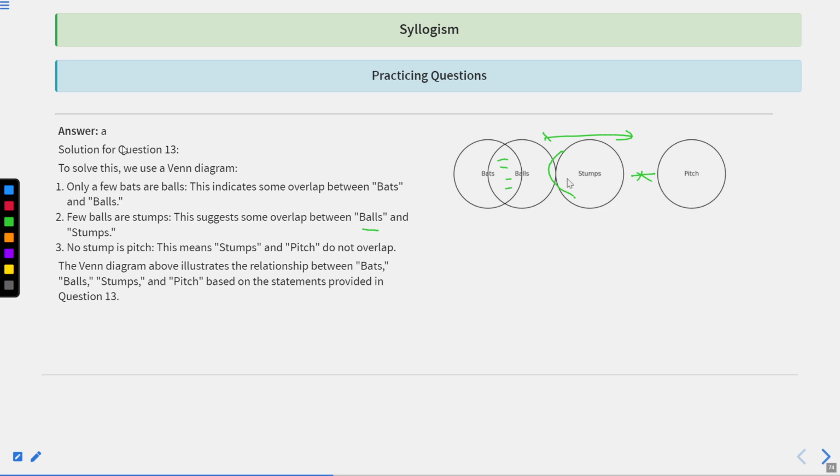Rather, just stick to the statements. Try to draw the Venn diagram based on the statements and then analyze whether this particular conclusion can be inferred through the Venn diagram or not. If it is, then the conclusion is true. If it is not, the conclusion is not true.